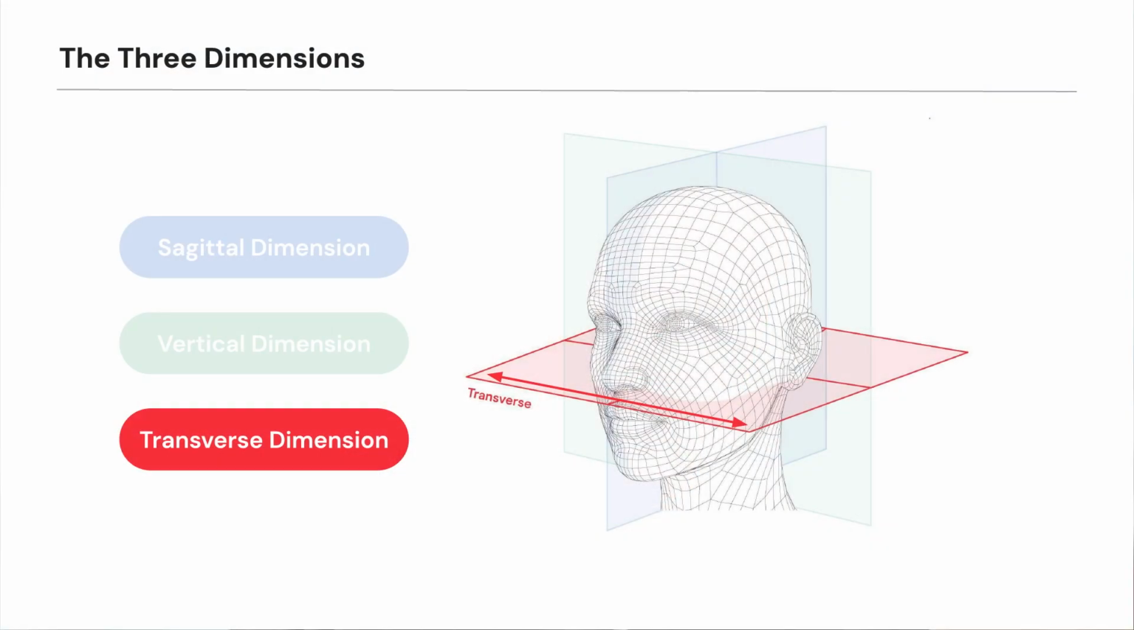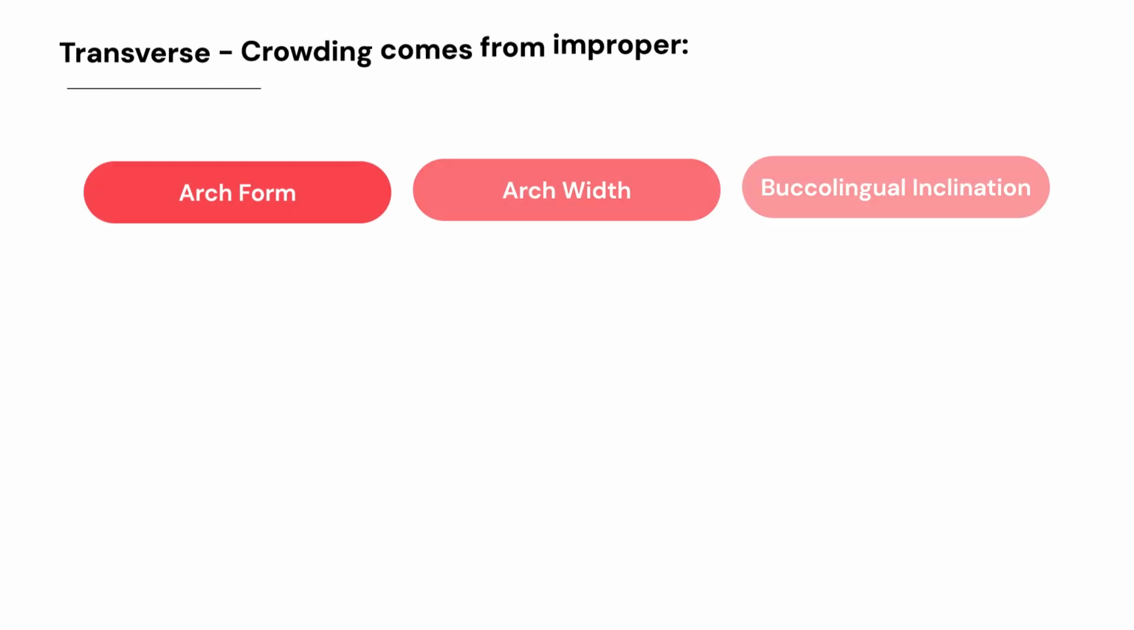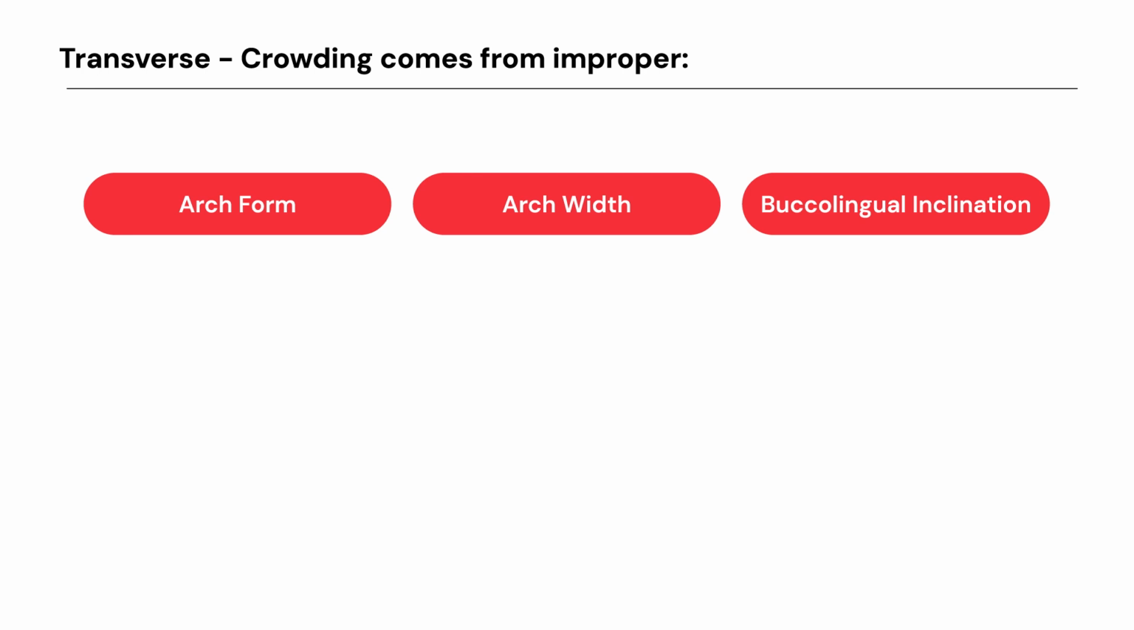Brings us to the last different plane, different dimension, and that is transverse. So when we think of transverse, that's the in-out, right? Looking down from the roof or up from the tongue and looking at the arch and thinking about how we want to move the teeth in and out. And in particular, there are 3 things I want you to pay attention to. This is key to when we see crowding, and that is if the arch form, arch width, or buccal lingual inclination is not proper, typically we're going to see crowding associated with it.